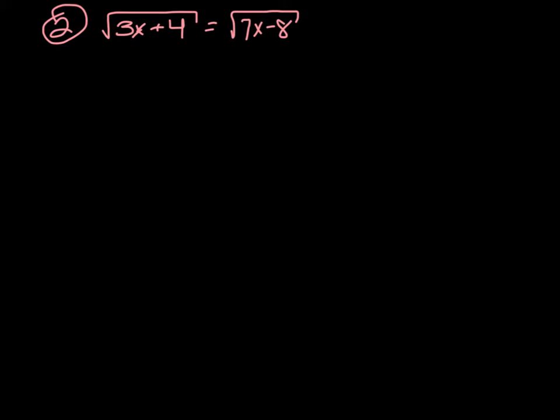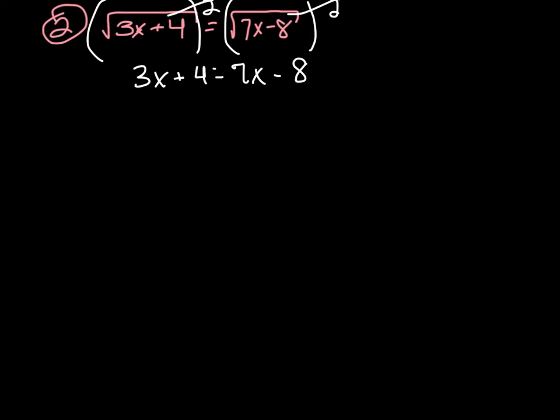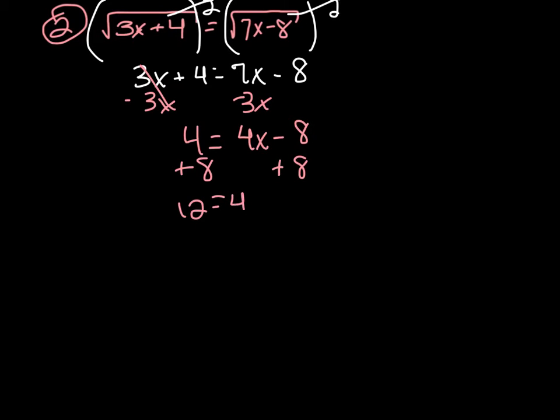In the second example, both radical expressions are already isolated. There's nothing more that I can do, so I just need to go right into squaring both sides. This just completely cancels out the radical and the exponent and leaves me with 3x plus 4 equals 7x minus 8. I'm going to get the variable to one side, isolate the variable, so I'm left with 4 equals 4x minus 8. I'm going to get the variable by itself now. 12 equals 4x. When I divide by 4, I'm left with x equals 3.